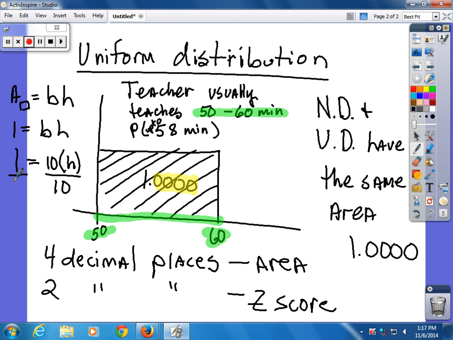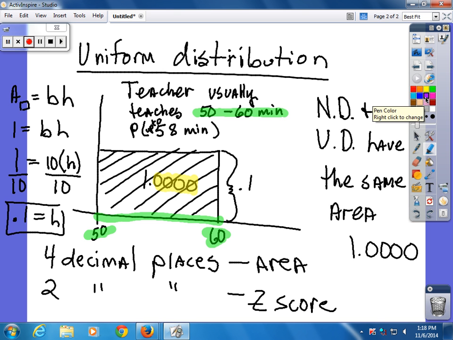Now you might need a calculator for this. 1 divided by 10 is 0.1. So your height is equal to 0.1. And I'm going to take my handy dandy red highlighter, or purple. And I want to highlight this right here, because this is what you're going to have to find with uniform distribution. Okay? So you need to make a note. The height is what you need to find.